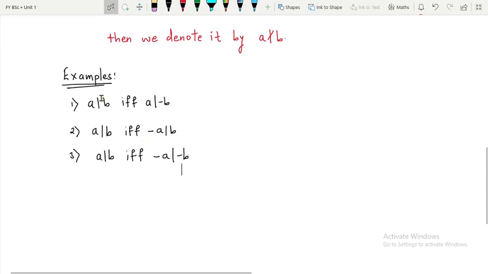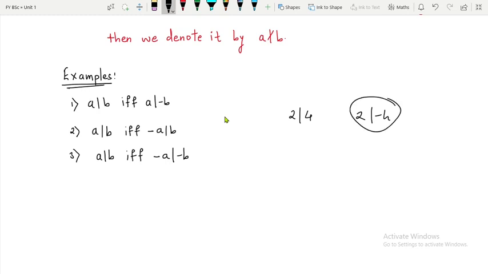What do you mean by a divides b? As I have already told you, a divides b means b can be written as b is equal to a multiplied by some integer. Now what is the first result telling us? It says if 2 divides 4, then 2 divides minus 4, isn't it? And if 3 divides minus 6, then we can say that 3 divides 6 also, right? This is the meaning.